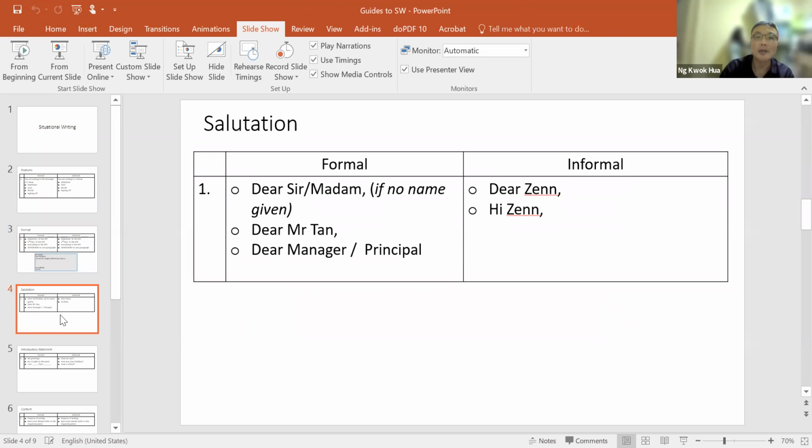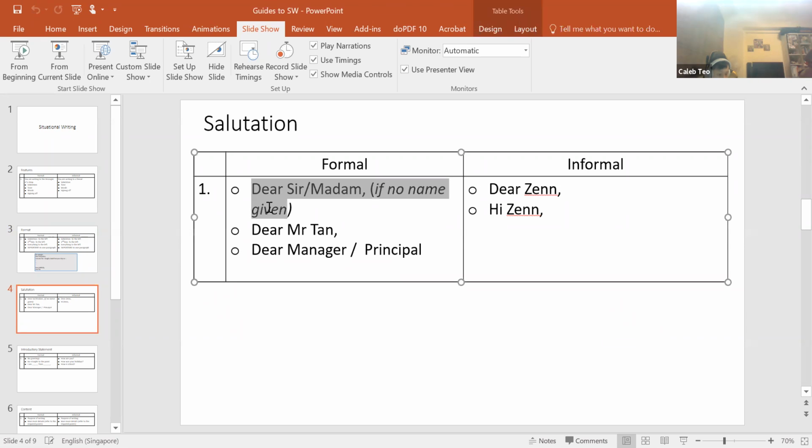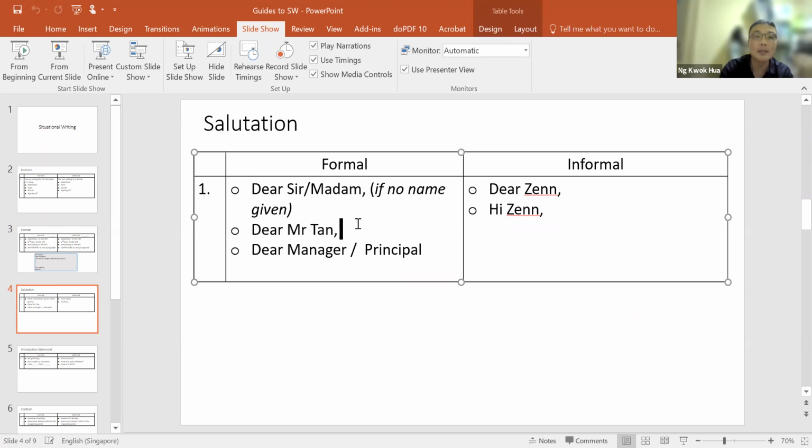Okay, this is what I told you earlier on. Okay, for formal, you always write with dear sir / madam if no name is given. If a surname is given, you got to read the question properly. Yeah, you got to read the question very carefully. That's why I advise you to bring a highlighter or pencil and ruler along and highlight the important information. So dear Mr. Tan, comma, dear manager, comma, or dear principal, comma.